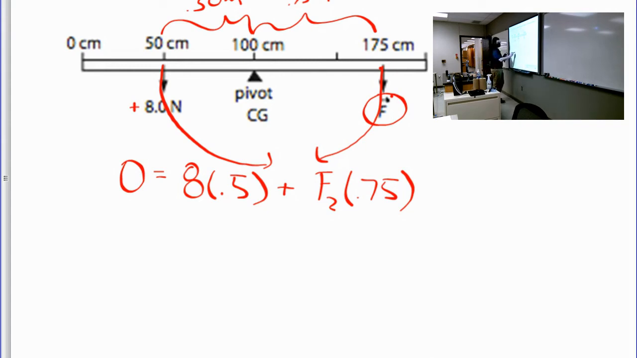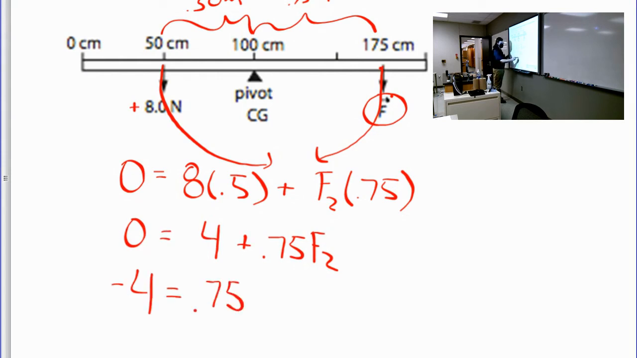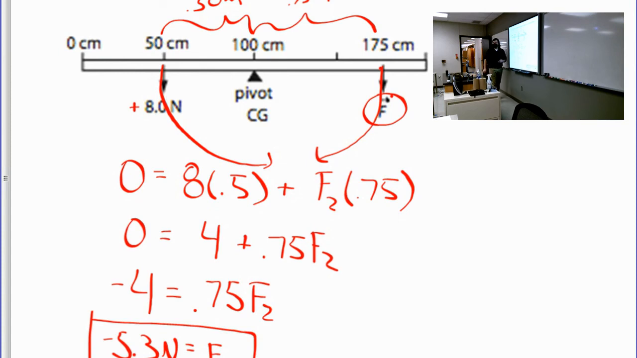So 8 times 0.5 is 4, plus 0.75 F2, and the force equals 0. Subtract that to the other side, so you have negative 4 equals 0.75 F2, and then we would divide 4 by 0.75. That gives us a force 2 of negative 5.3 newtons. And again, it comes out to be negative because it's moving clockwise. It's a clockwise rotation.